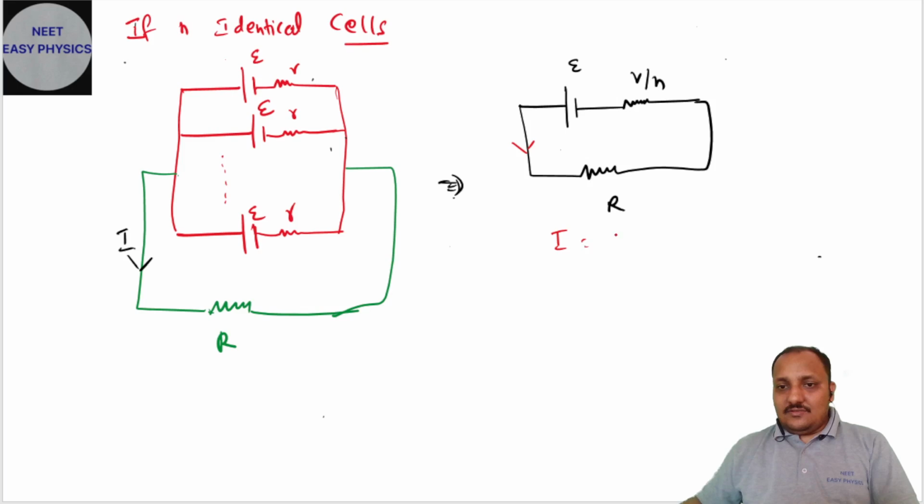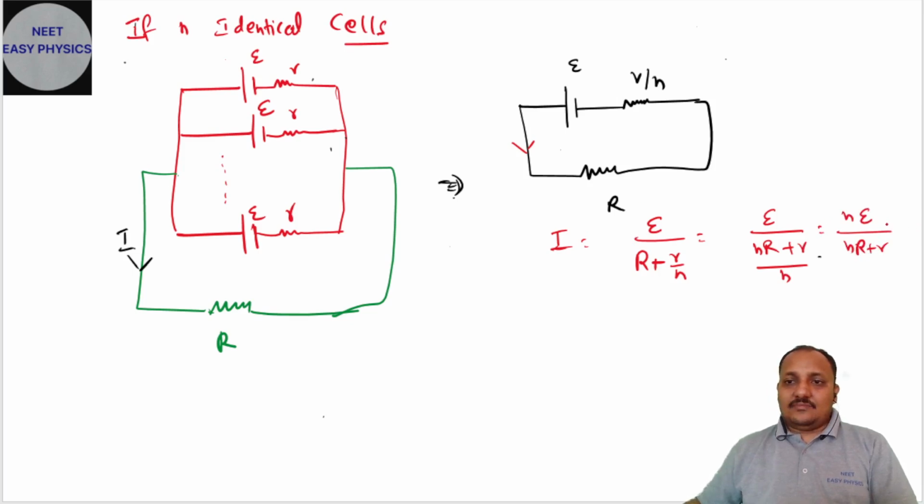So, I is equal to, the general equation we can write, E by R plus r by n. If you take the LCM small n, it is nR plus small r by n. That is nothing but nE by nR plus r. So this is the equation for the current passing through this external resistor.